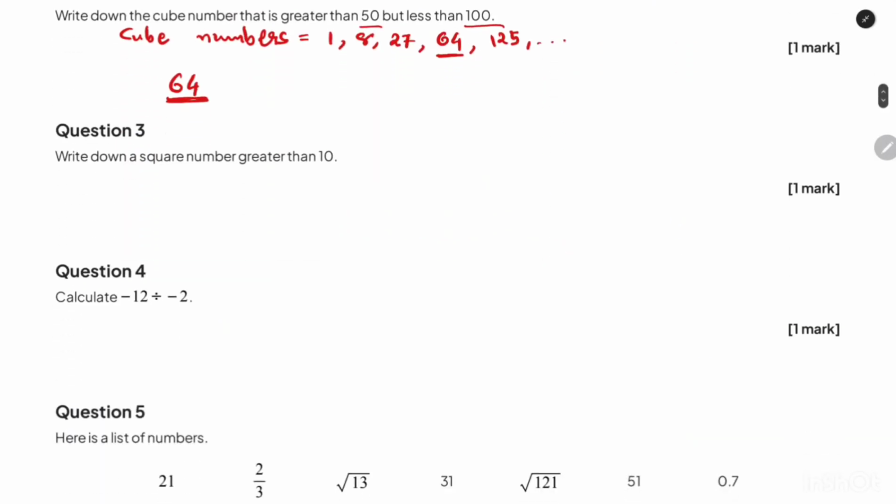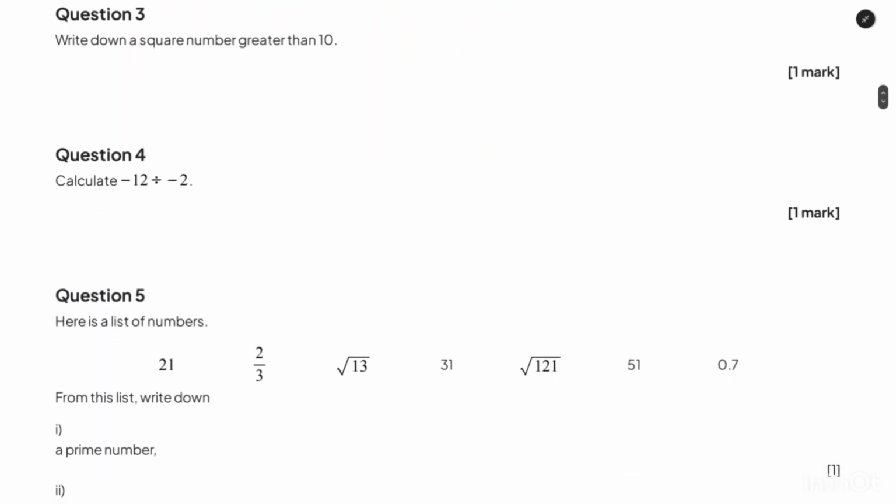Right? Let's see the third question. Write down a square number greater than 10. So let me give you the square numbers list here again, starting from the first one. 1 squared is 1, 2 squared is 4, 3 squared is 9, 4 squared is 16, 5 squared is 25, and so on. You can write either 16 or 25 or 36, any one out of them. So I'm writing 16.